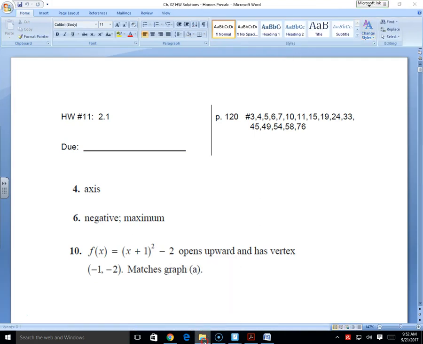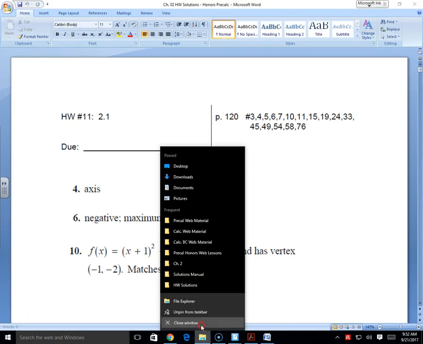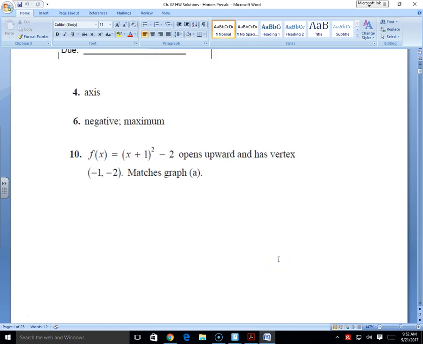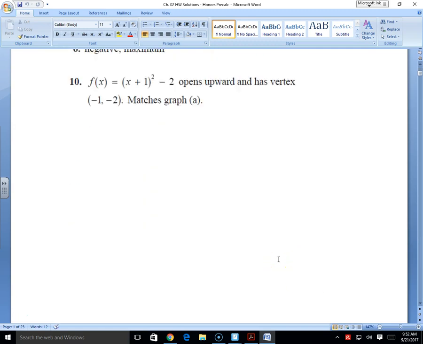Aha. Number 4 should have been axis. Number 6 should have been negative. When the leading coefficient is negative, you have a maximum. Number 10 matches with A. Axis, negative, maximum. Number 10 matches with A.